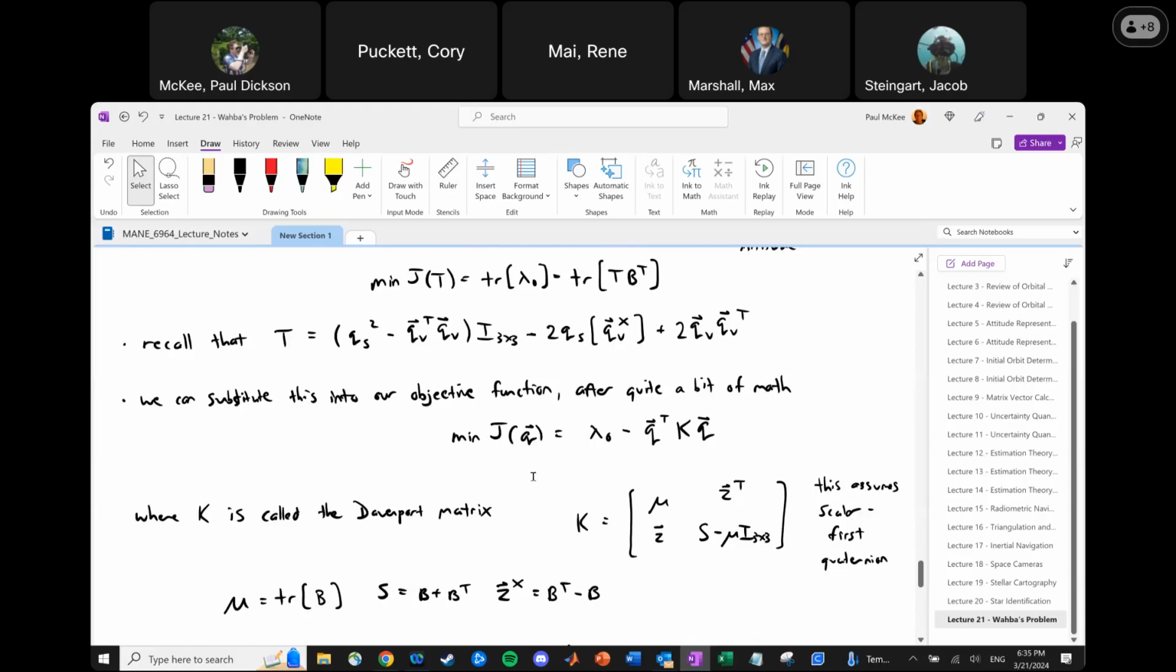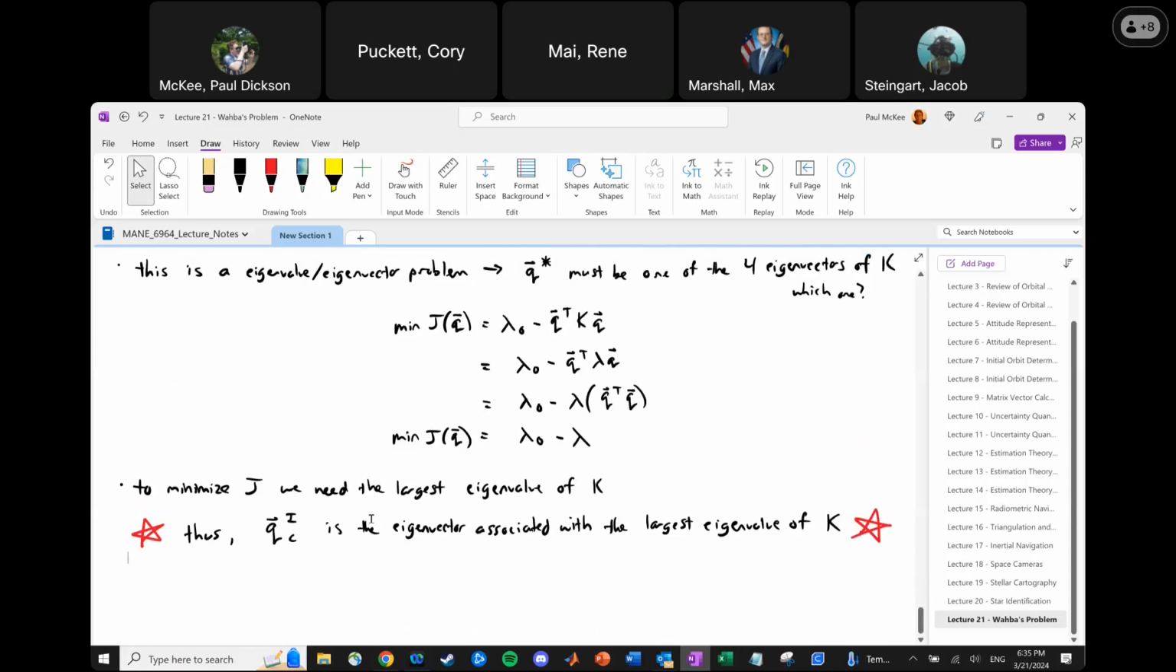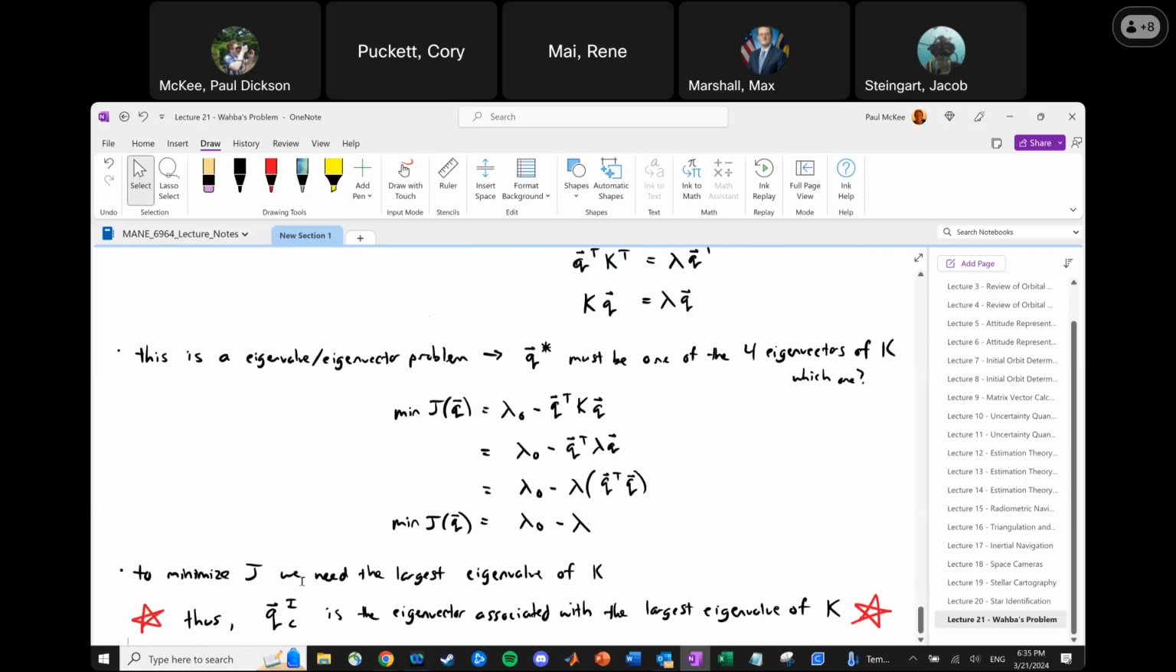we arrive at this nicely defined optimization problem where K is the Davenport matrix, which is a function of things which are themselves functions of B. So it sounds annoying, but we can define the attitude profile matrix B the exact same way we did before. And then we can use that to construct the K matrix. And this is just a few lines in MATLAB. Once we have the K matrix, we go through this whole proof to show that the quaternion that we're looking for is the eigenvector associated with the largest eigenvalue of K. So we do eigen decomposition on K, find the largest eigenvalue, find the corresponding eigenvector, and then you're done.